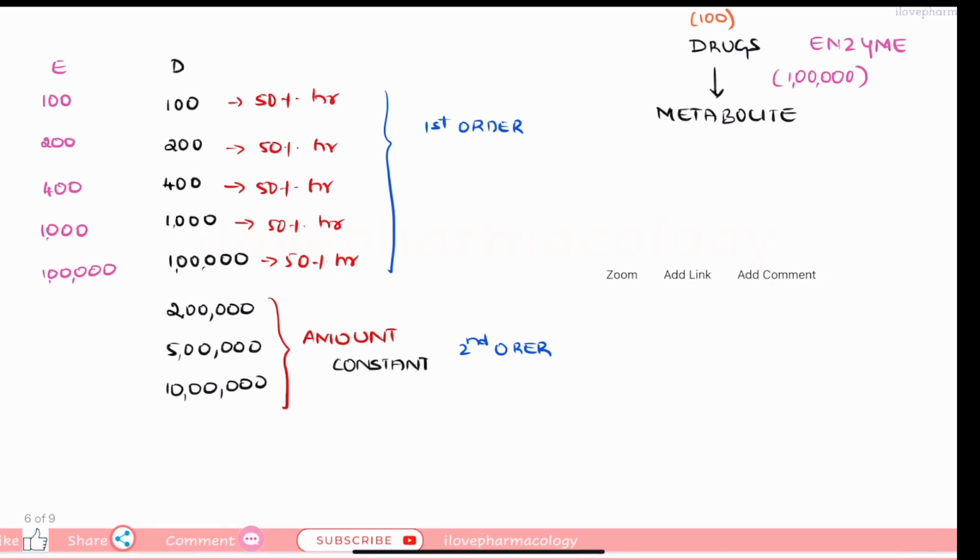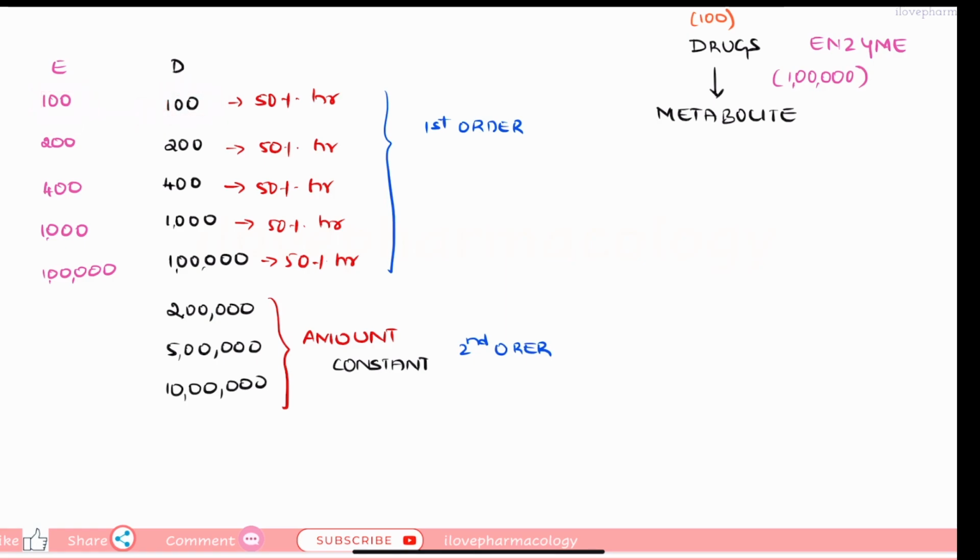So next, this is the justification for why some drugs follow first order kinetics, and why some drugs follow zero order kinetics. Let's assume that you have given a drug containing 100 molecules, and the body has got 1 lakh or 2 lakh enzymes. Since you have administered 100 molecules, the body will be able to release the 100 enzymes which will metabolize the 100 molecules.